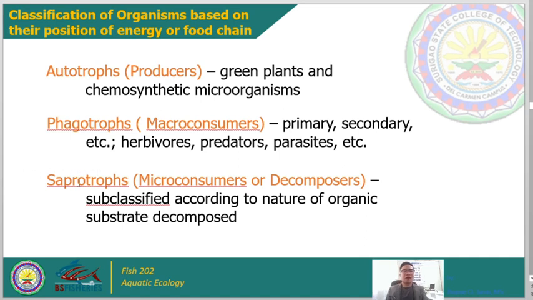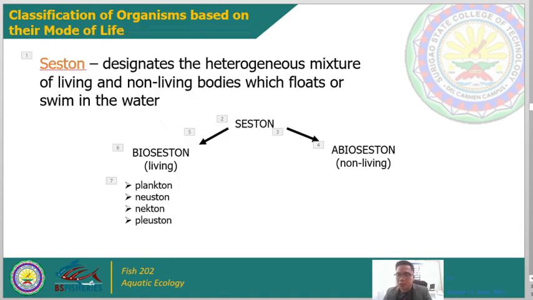Saprotrophs, however, are considered as micro consumers or decomposers. Okay? So these are subclassified according to the nature of organic substrate decomposed. So, mag-classified pa ninyo ang saprotrophs further kung organic substrate ang ilang decomposed sa nature or whatsoever ang ilang gina-decomposed. Organic ba or inorganic ng mga substrate? Okay, so saprotrophs. So, again, phagotrophs are macro-consumers, saprotrophs are micro-consumers.